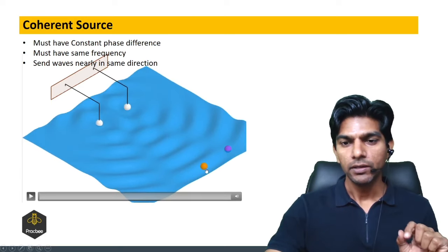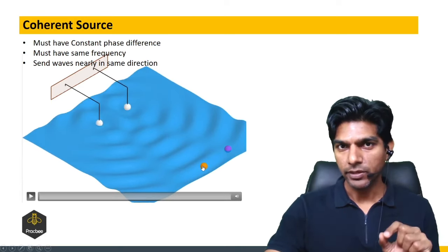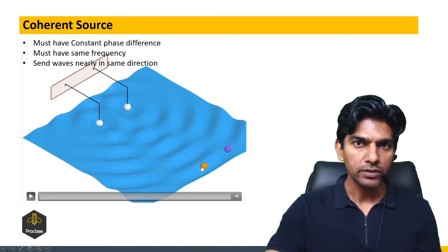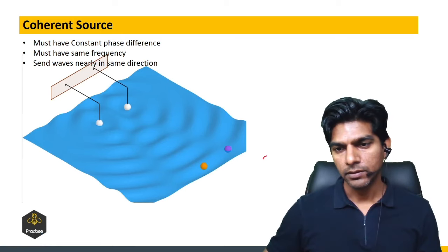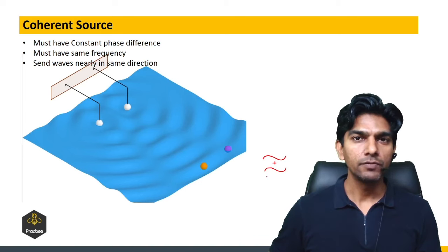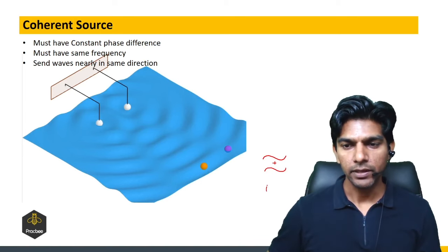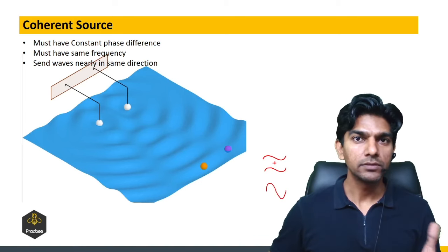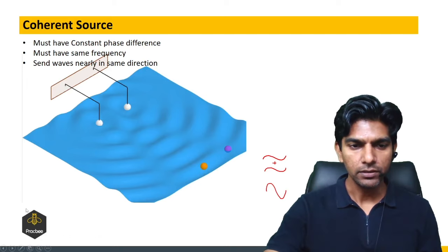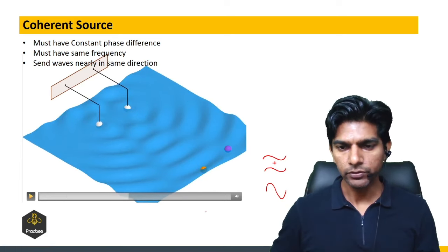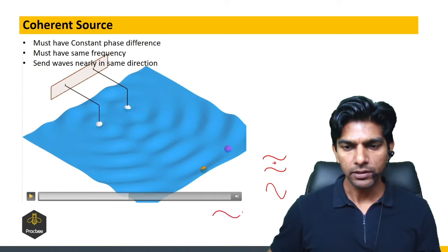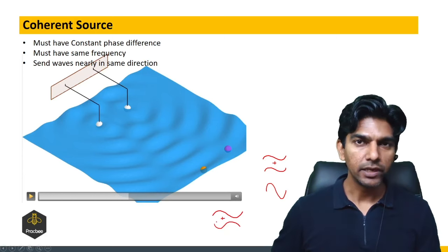So what we can say, the orange one is at a location where we have constructive interference, where the crests are aligned with each other. So when we have two waves which are in phase, then we'll have an increase in amplitude. This is known as constructive interference. But if you look at the purple one, it is not moving at all. Why? Because it is at a location where the crest is aligned with the trough. So here destructive interference is happening.